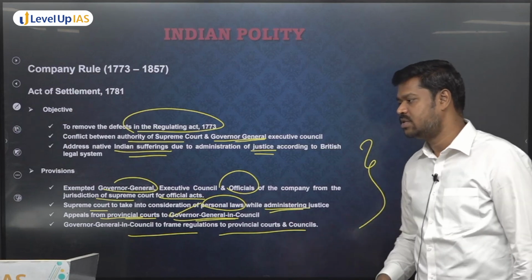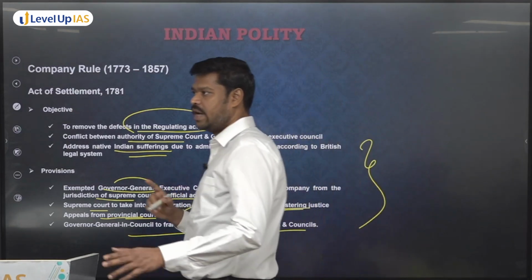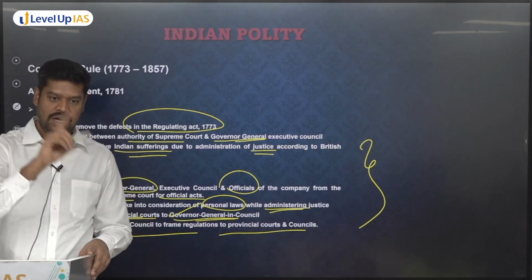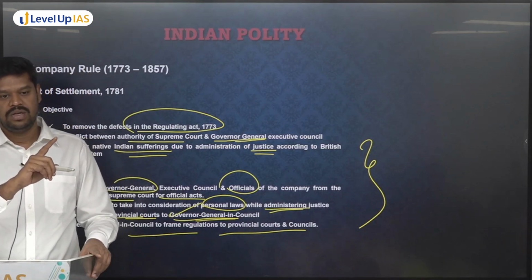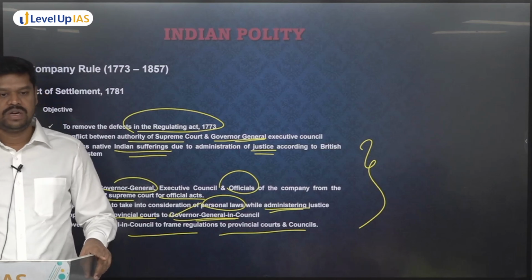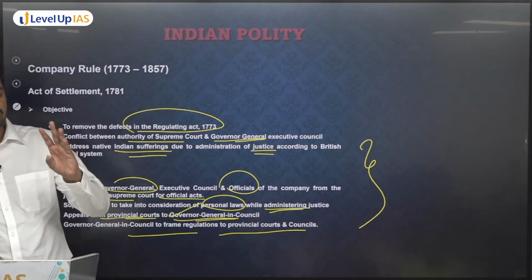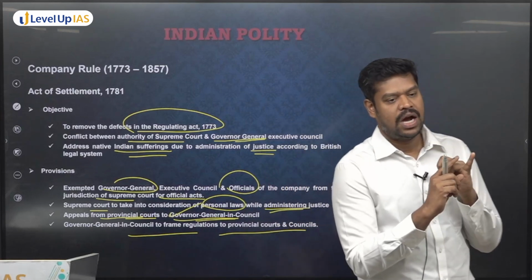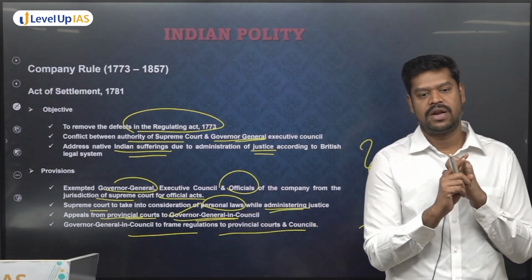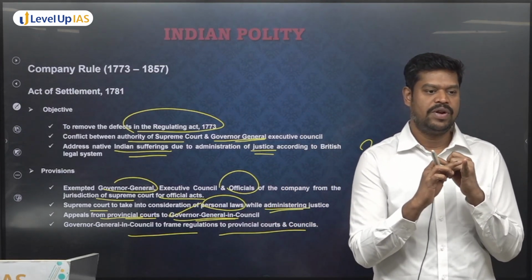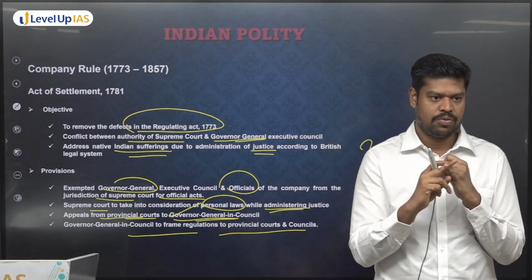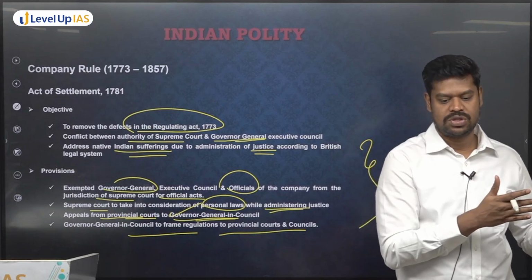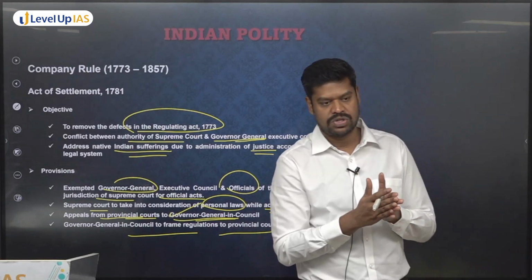So four important changes were brought in to put an end to the dispute between the Governor General in Council and the Supreme Court of India. Is that clear to all of you? So what are the four major changes, very quickly? First and foremost, the Act of Settlement tried to resolve the dispute between the Governor General in Council and the Supreme Court by bringing all the company officials, for their official acts, within the jurisdiction of the Governor General in Council.